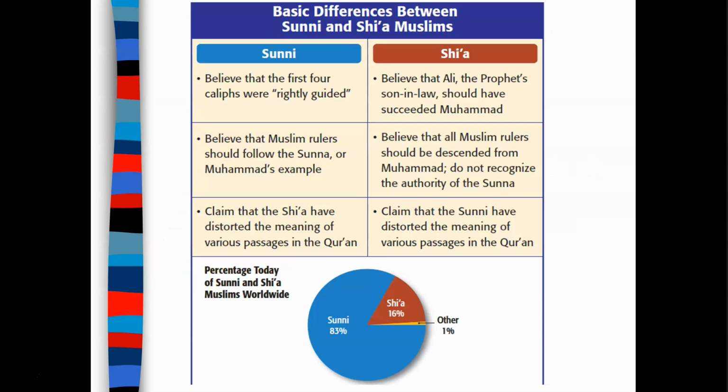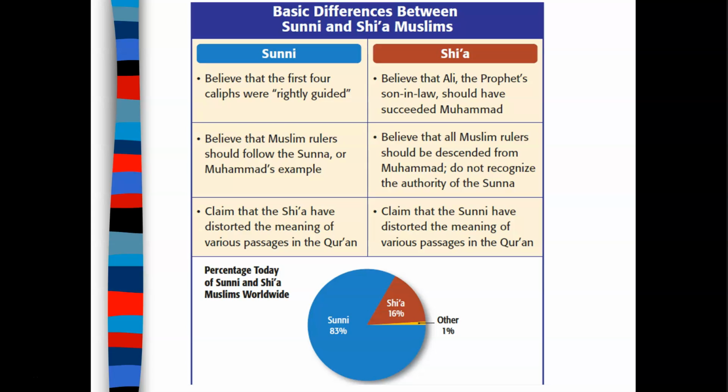And here we have the basic differences between Sunni and Shia Muslims. The Sunni believe that the first four caliphs were rightfully guided. They believe that Muslim rulers should follow the Sunnah, or Muhammad's example. They also claim that the Shia have distorted the meaning of various passages in the Quran.